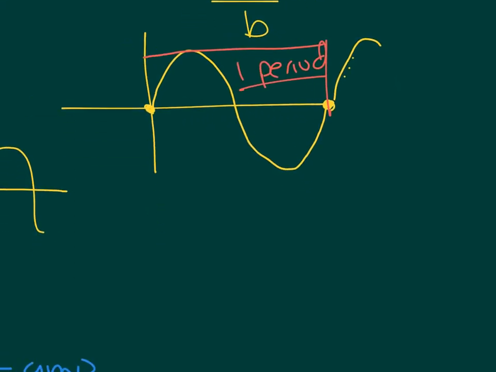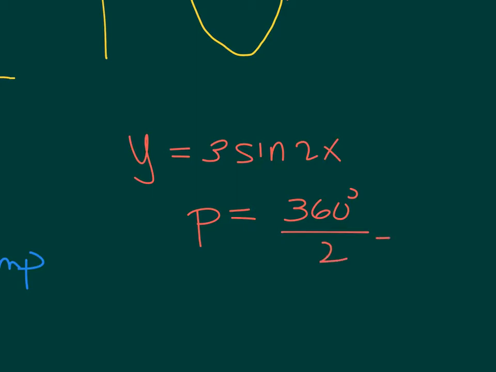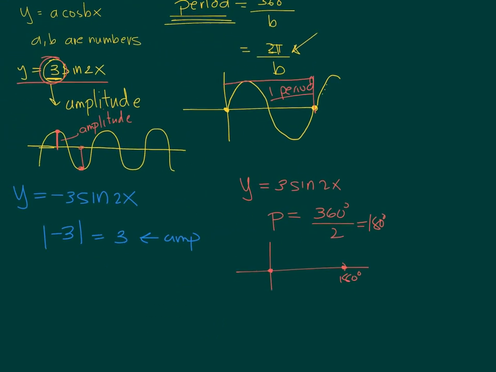Okay? So if our function is y equals 3 sine 2x, then what will be the period for this graph? 180. So 360 divided by 2, or 180 degrees. Meaning to say, if you start counting from 0, the pattern will end at 180 degrees. Okay, so these are the basic ideas that we need to know.